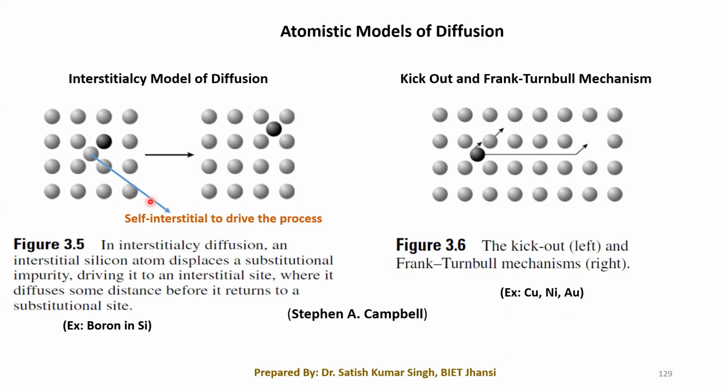Okay, self interstitial is required. So in this case, your self interstitial is nothing but your host cell atom, which is sitting at the interstitial site. Okay, and it is kicking out or pushing your impurity, which is actually sitting at the substitutional site, and therefore it is making the movement.